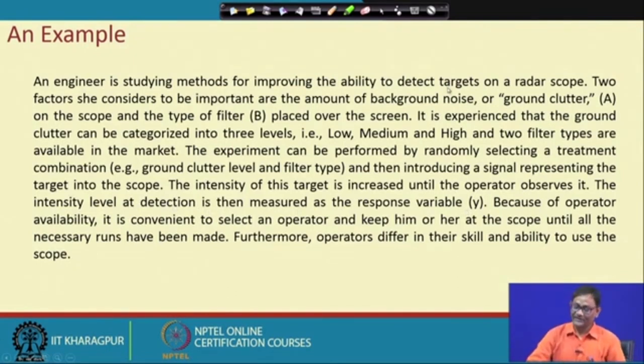So the ability to detect targets is measured through intensity level. What is the intensity at which the operator is able to see the target? So this intensity level can be measured, and it is the response variable. Because of operator's availability, it is convenient to select an operator and keep him or her at the scope until all the necessary runs have been made. Furthermore, operators differ in their skill and ability to use the scope.